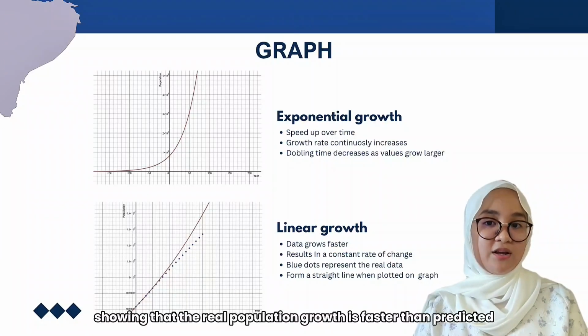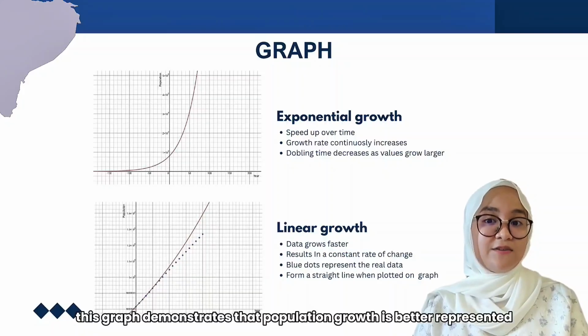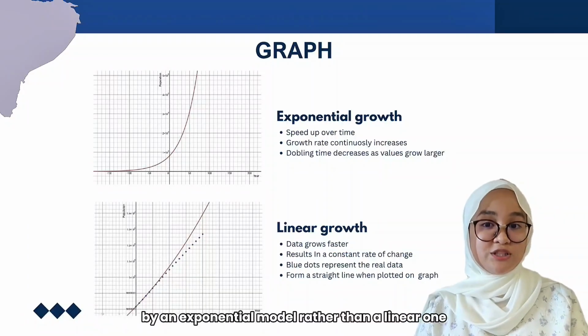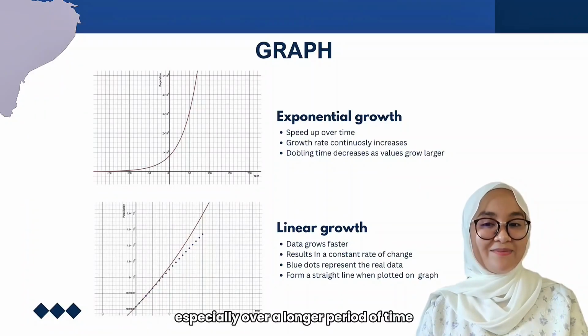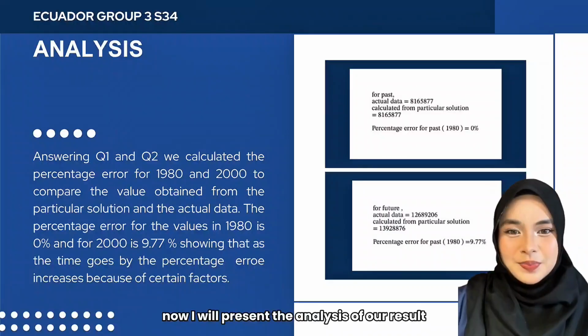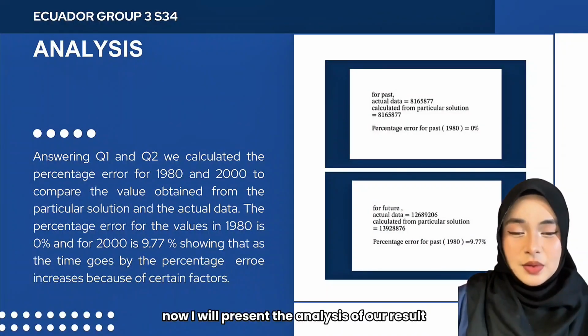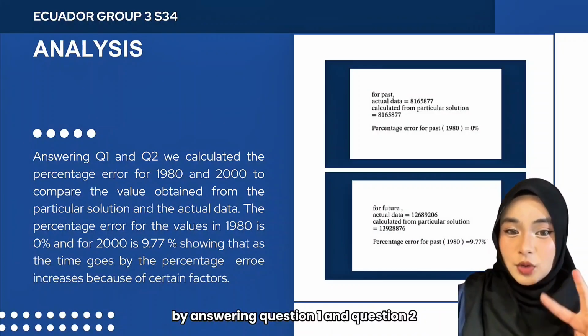is faster than predicted. In conclusion, this graph demonstrates that population growth is better represented by an exponential model rather than a linear one, especially over a longer period of time. Now, I will present the analysis of our result by answering question 1 and question 2.